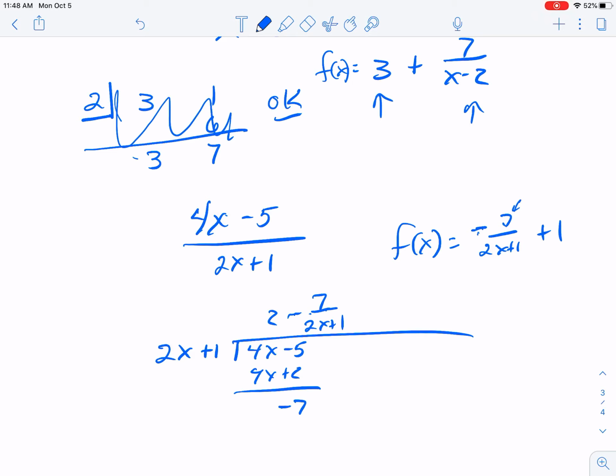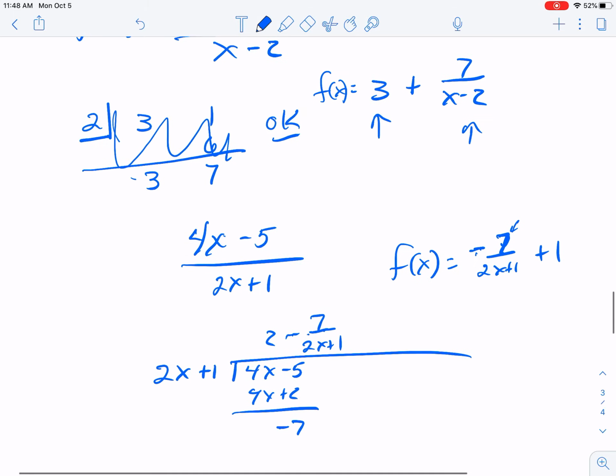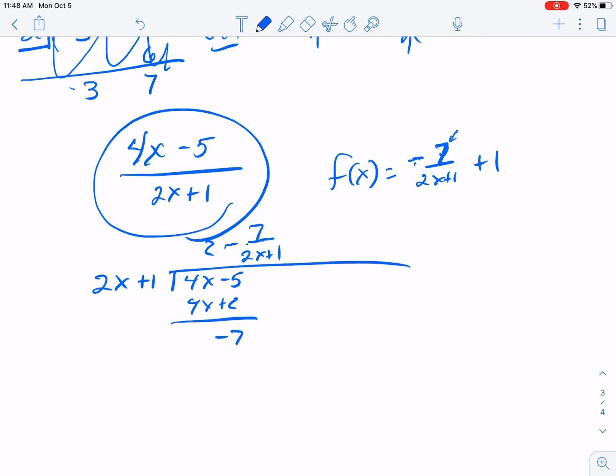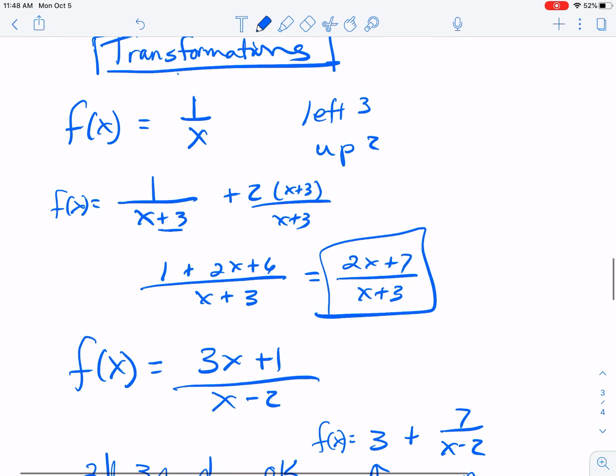Ooh, I'm not going to do one that complicated on the test, okay? But you can do that. If it's in this format, divide, it gets you into the transformation form. If it's in transformation form, then you get common denominators and add them together. Practice that stuff.